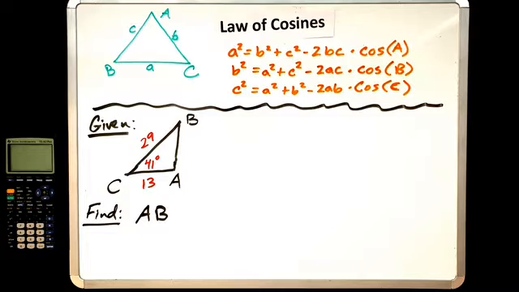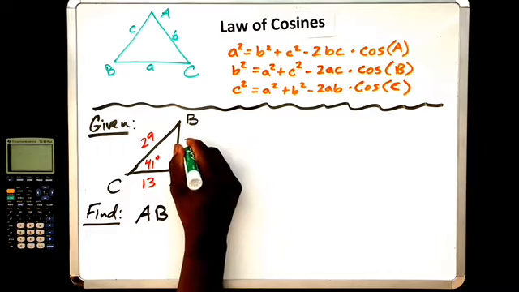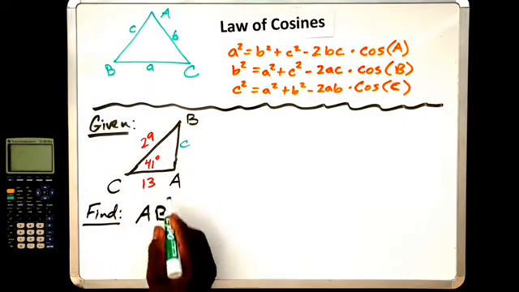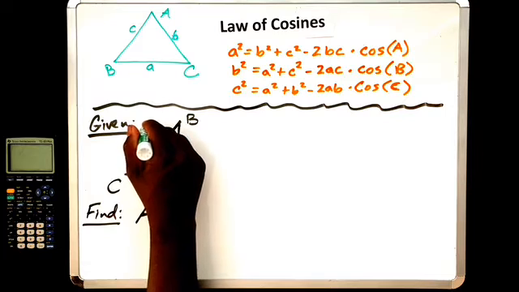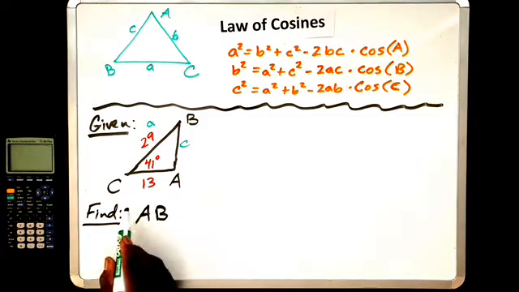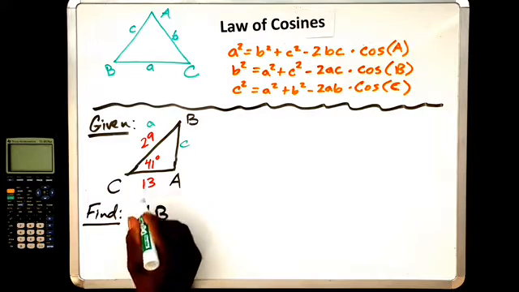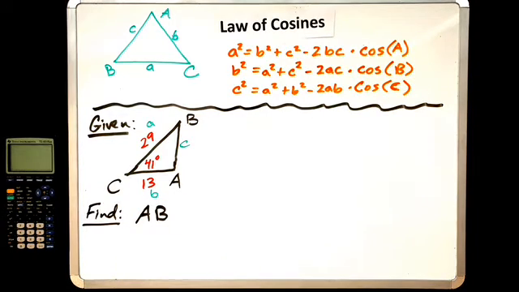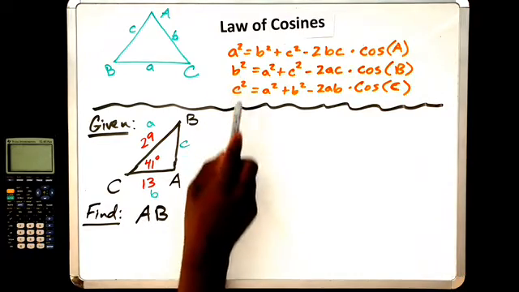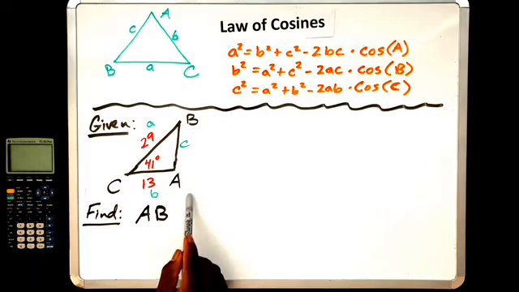So let's start marking up the picture based on what's given. If this is angle C, then this is lowercase c, just like up there. If this is angle A, then 29 is lowercase a. And if this is angle B, then this side 13 is equal to lowercase b. All right, so we've marked it up. Now, let's examine this a little more closely so that we can determine which of these three equations we will use to find the length of AB, which is c.